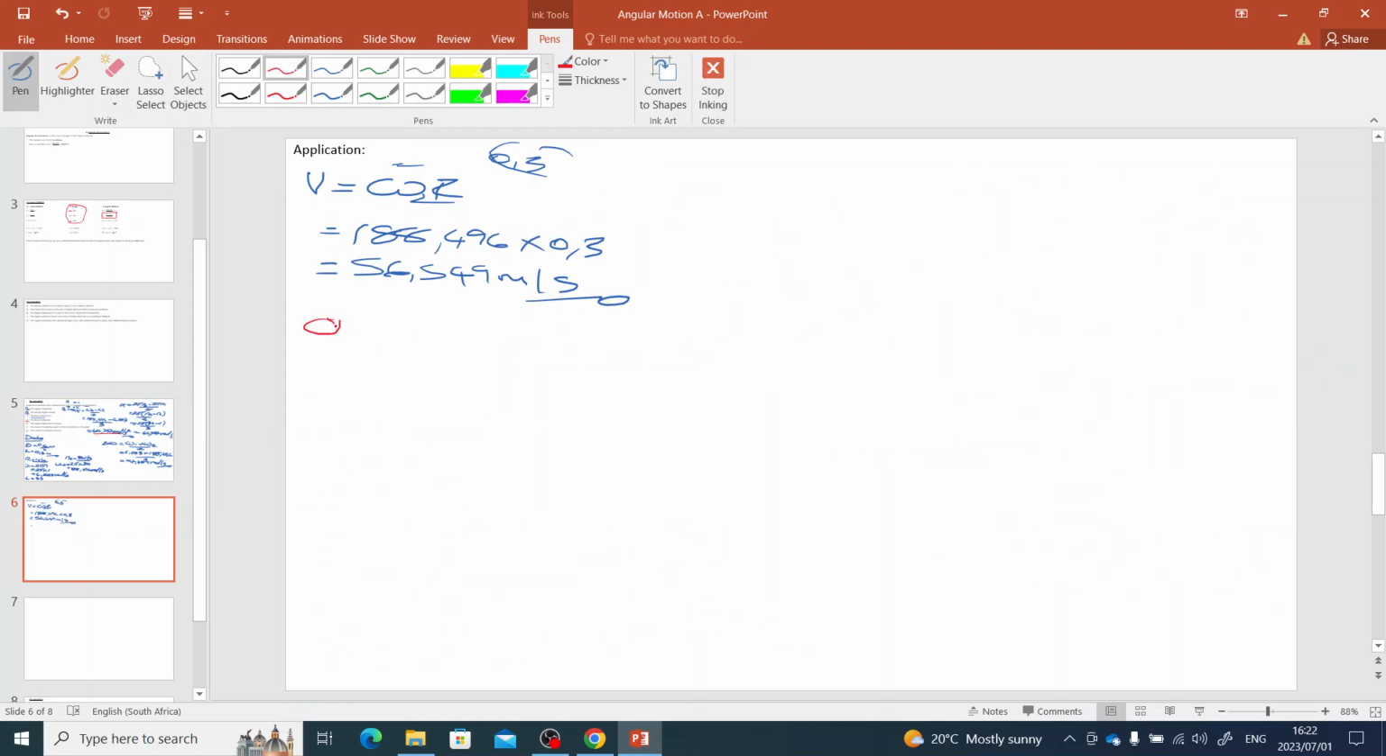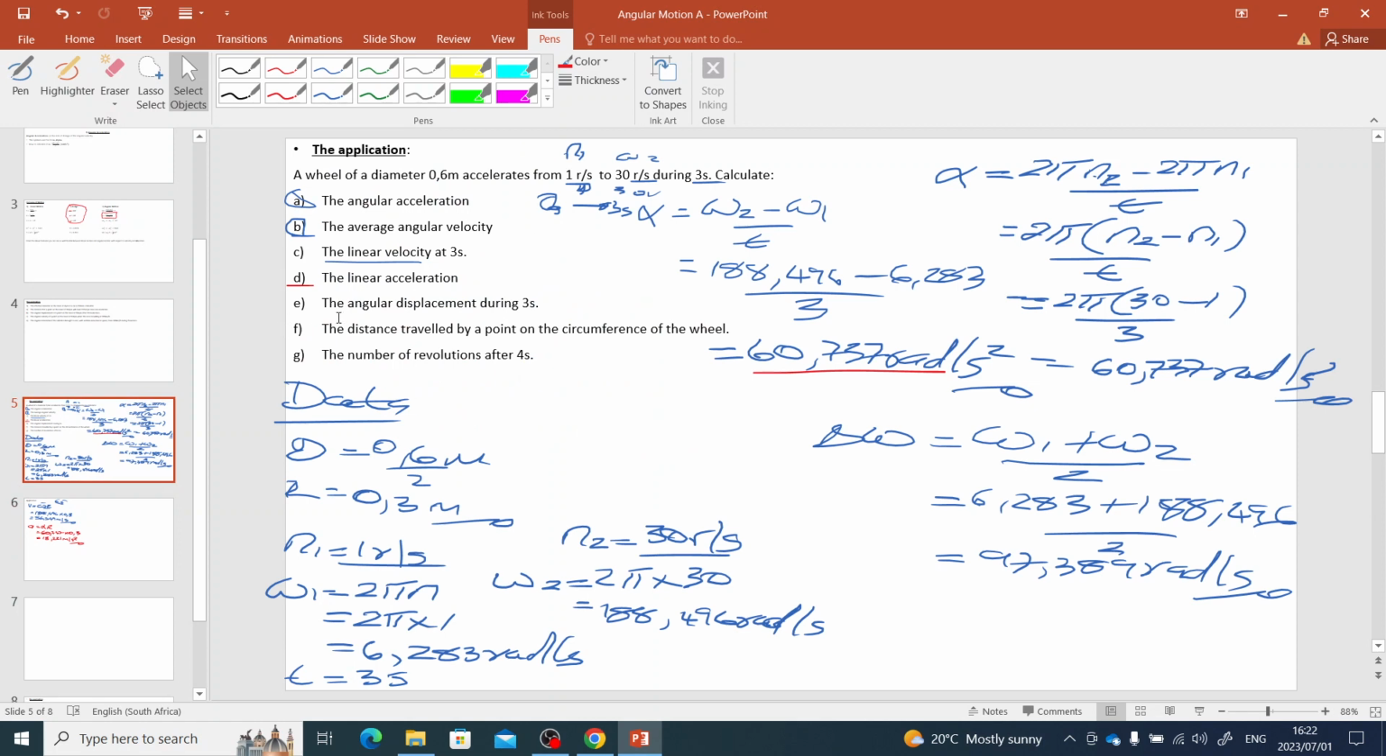We have linear equals angular multiplied by r. Our angular, we did calculate it, it is 60.737, multiplied by 0.3. Then we get our answer as 18.221 meters per second squared. Right. Then we are done with question number 4.